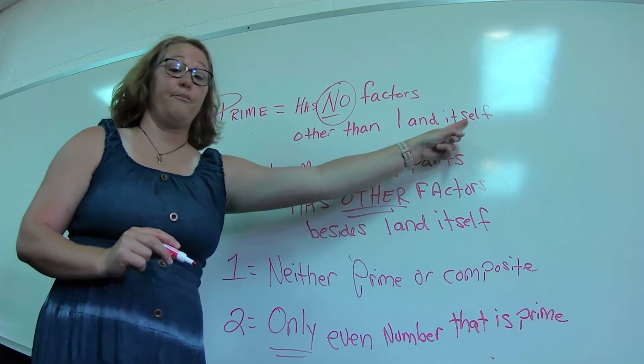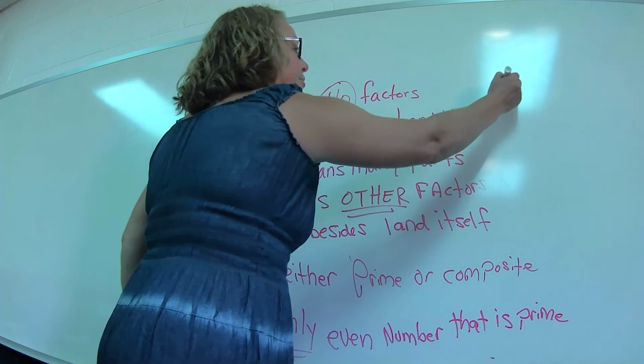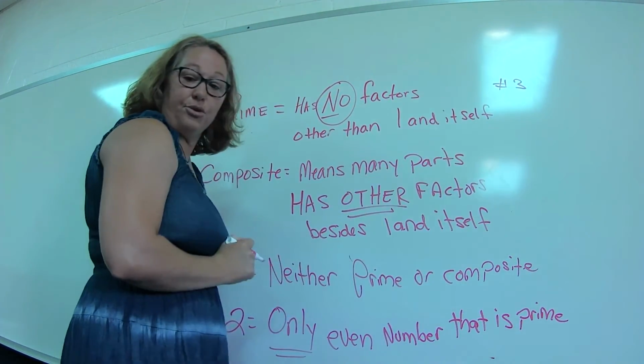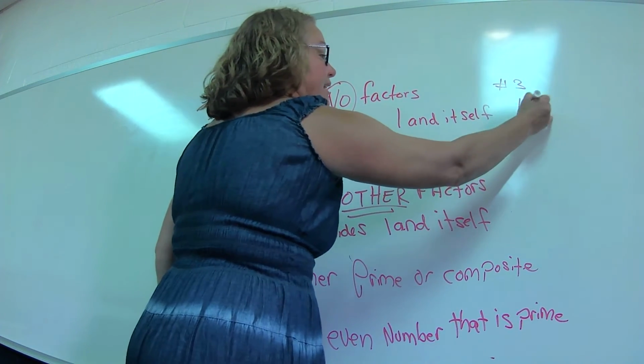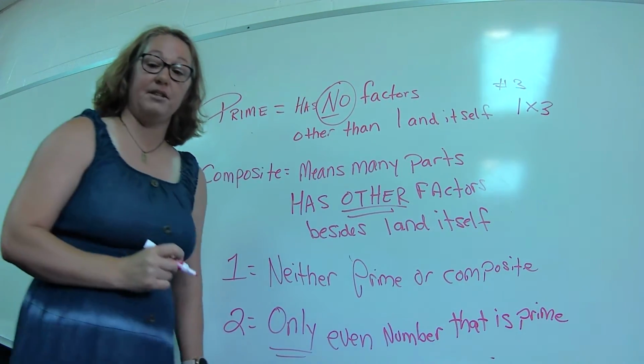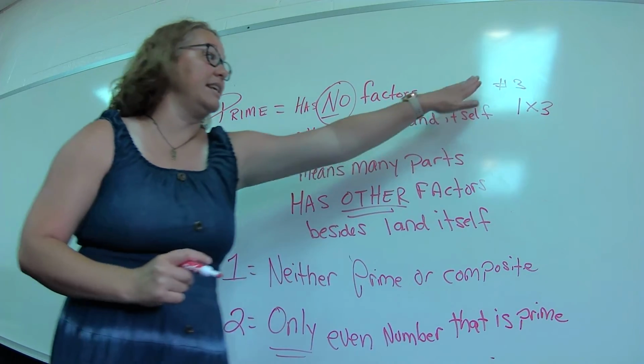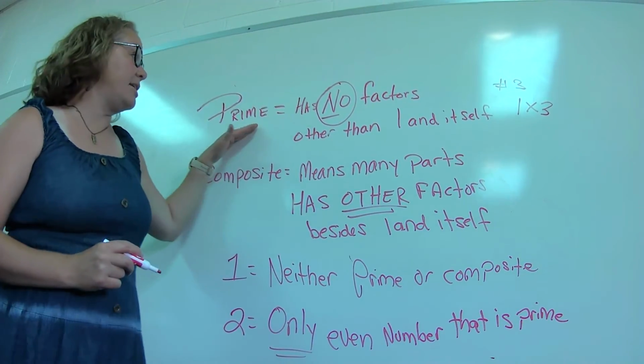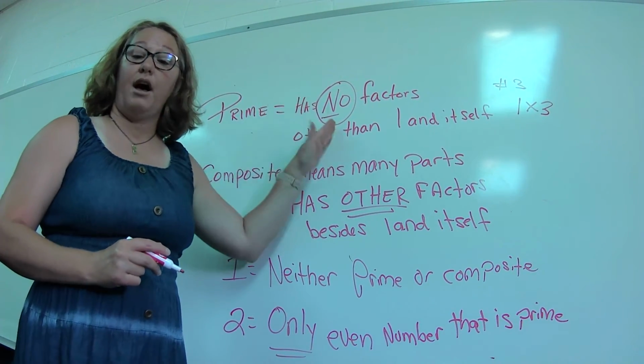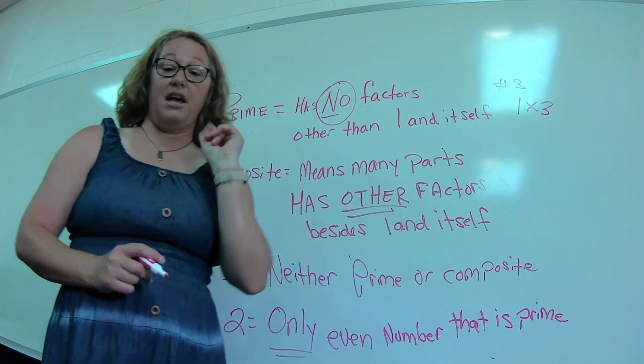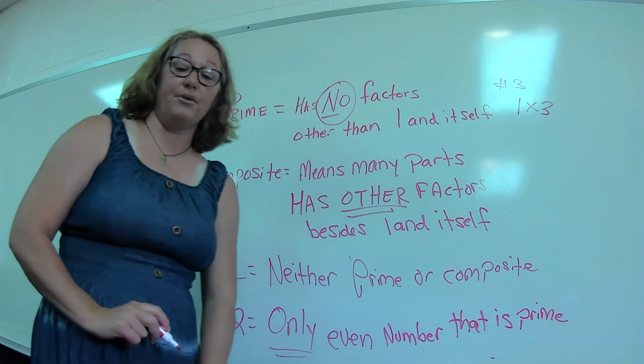Say, like, for the number 3. The number 3, the only way to get 3 is 1 times 3. We'll talk about some prime numbers here in a minute, but this is an example. All right, a prime number has no other factors other than 1 times the number itself.